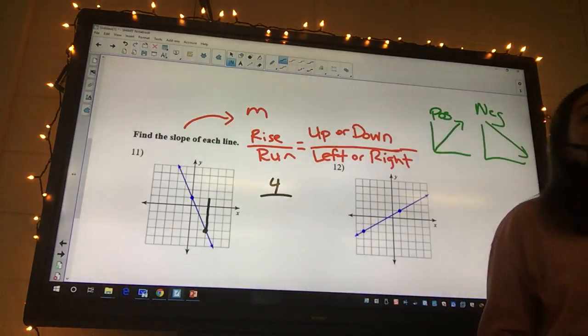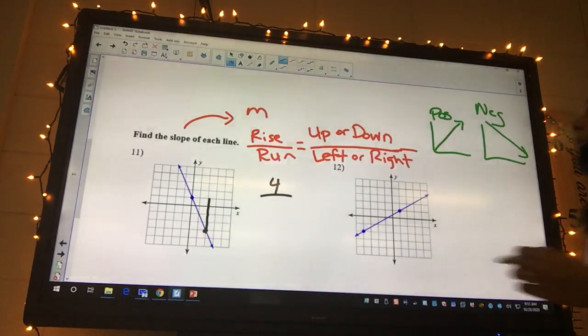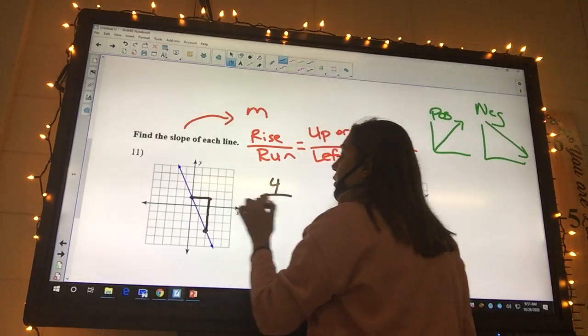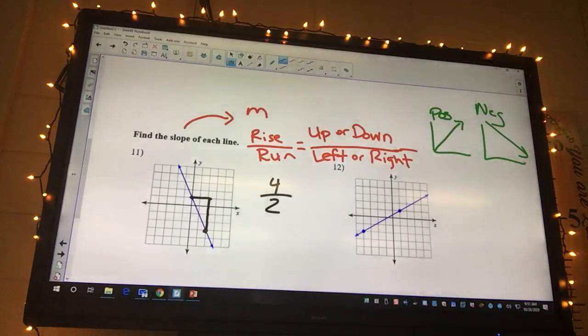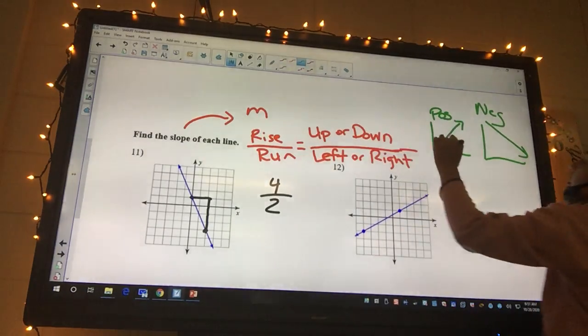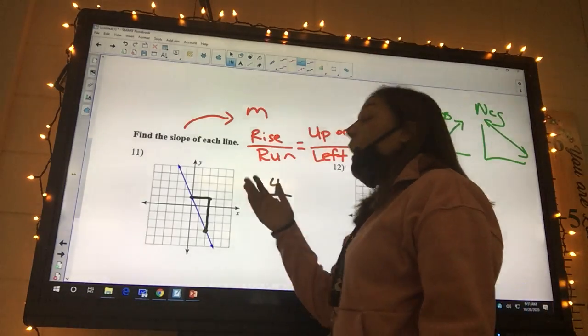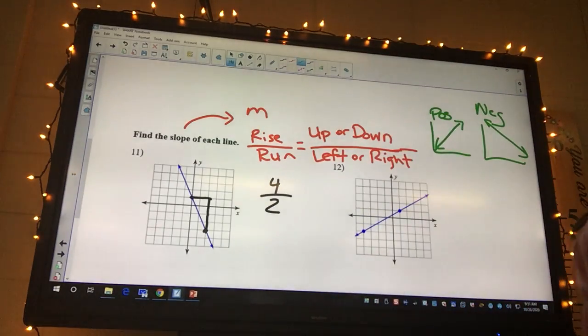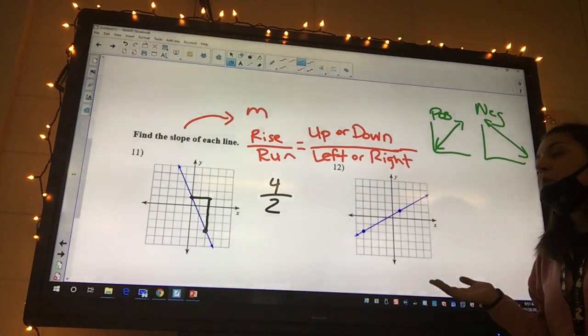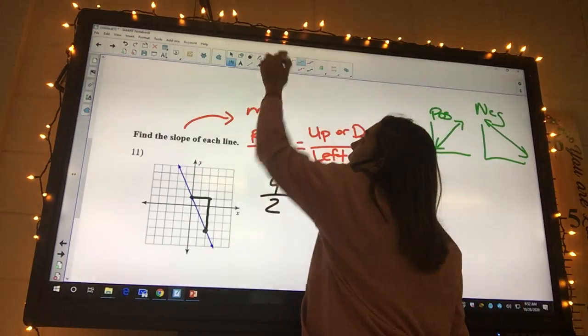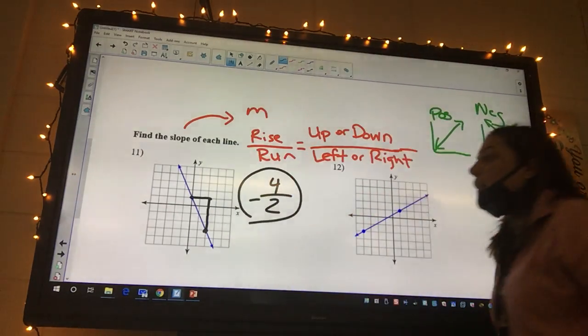And how many do I run, or go left or right, to get to that point? You go negative 2. 1, 2. Then we can ask, is that a positive or negative slope? Does it look like we're going up the mountain or down? Isn't it negative 2, since you have to go to the left? Yeah, so you can also look at it like that. If you go left, it's going to be negative. If you go right, it's going to be positive. So it's going to be negative 4 over 2.